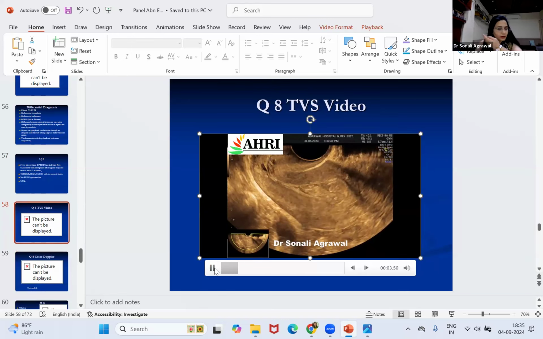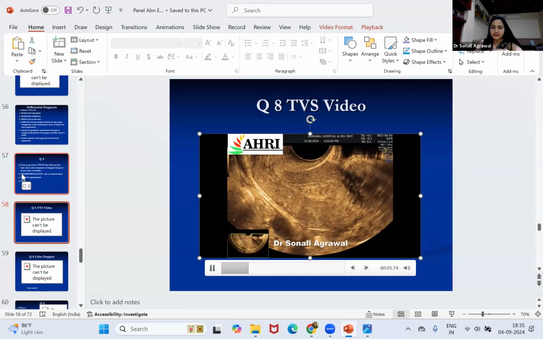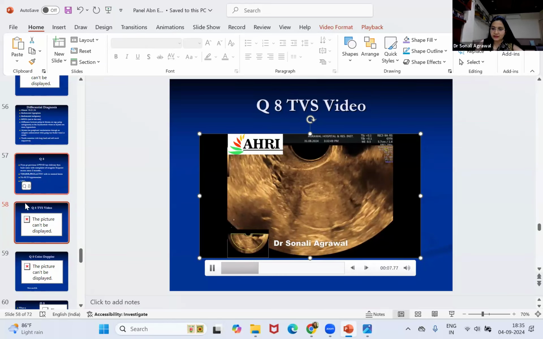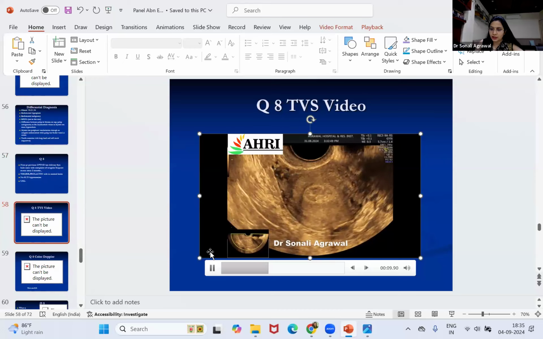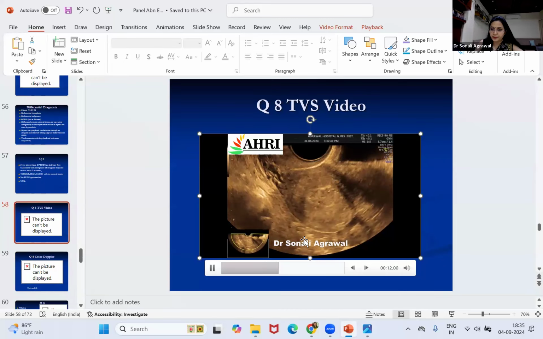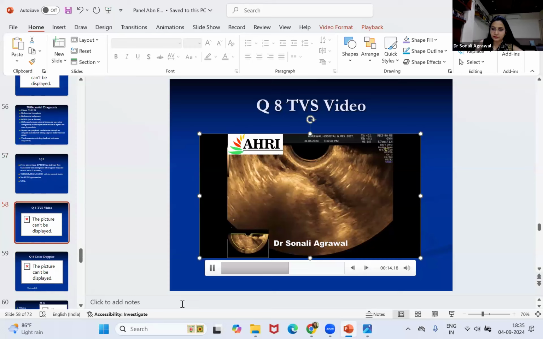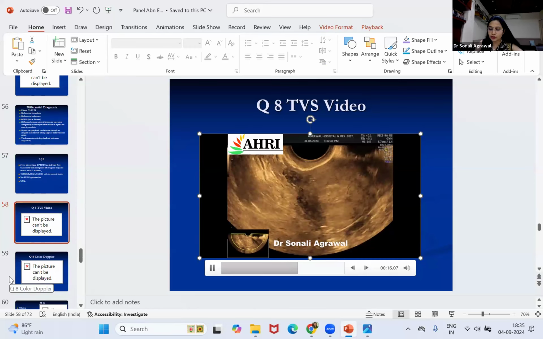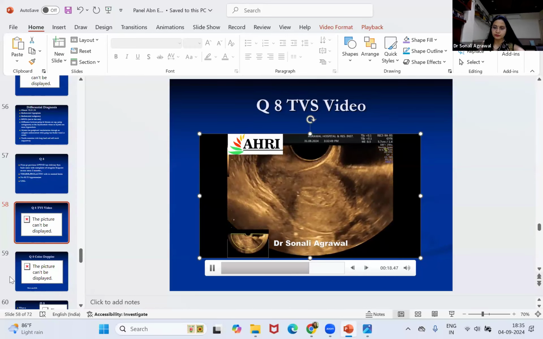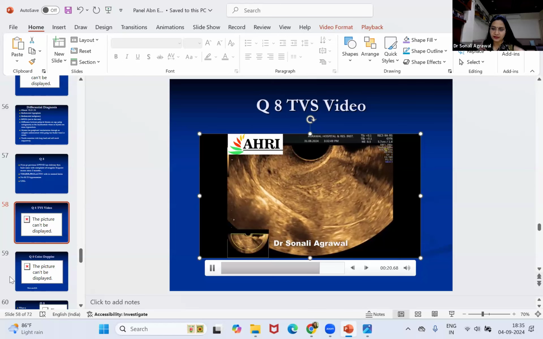So she didn't. This is the only history she gave, and this was the ultrasound. It is showing. Dr. Kalpana, would you like to describe the ultrasound finding?